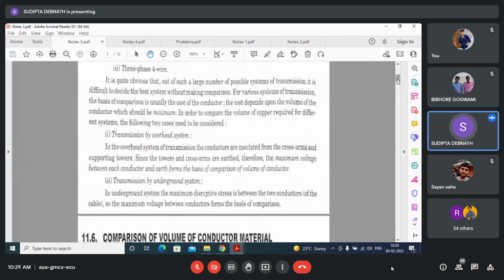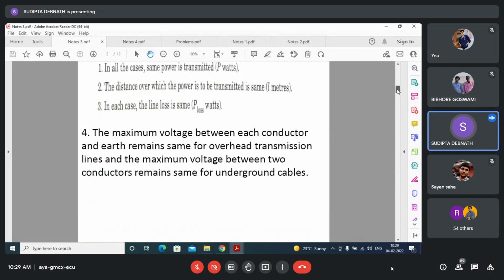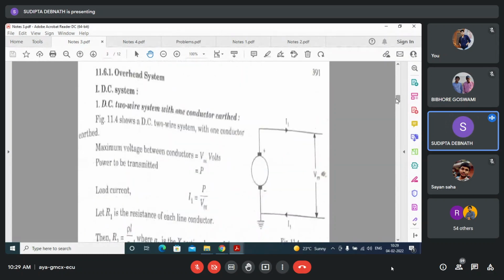See, whatever I told is written here. Please go through it. In overhead transmission lines, conductors are insulated from the cross arms and supporting towers. Since the towers and cross arms are earthed, the maximum voltage between each conductor and earth forms the basis of comparison of volume of conductor. And in the underground system, the maximum disruptive stress is between the conductors, so the maximum voltage between the conductors forms the basis of comparison. You can understand this difference in treatment when we discuss it, but let us start with the DC system.